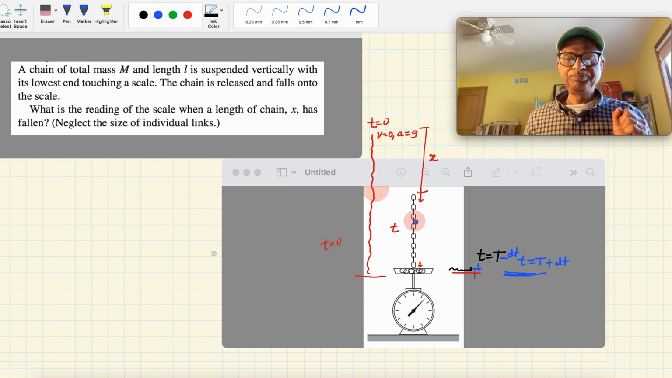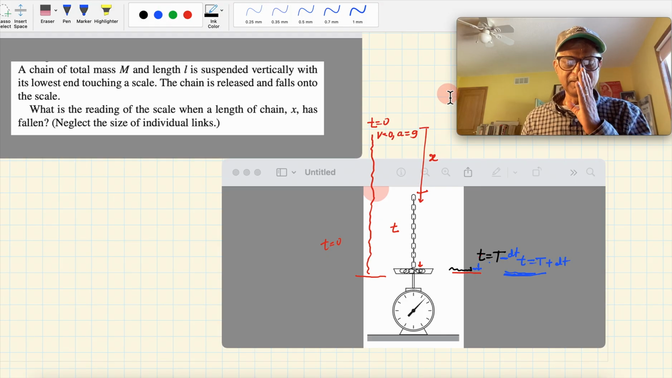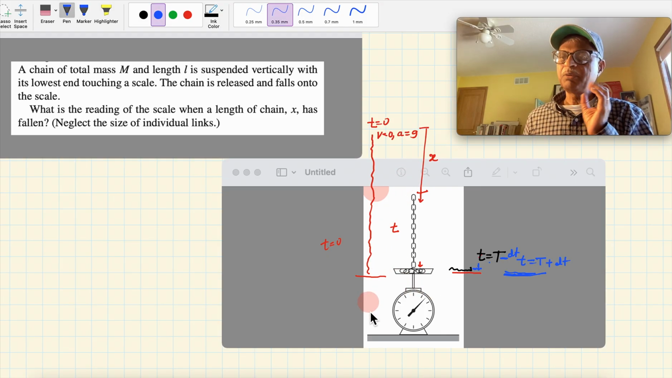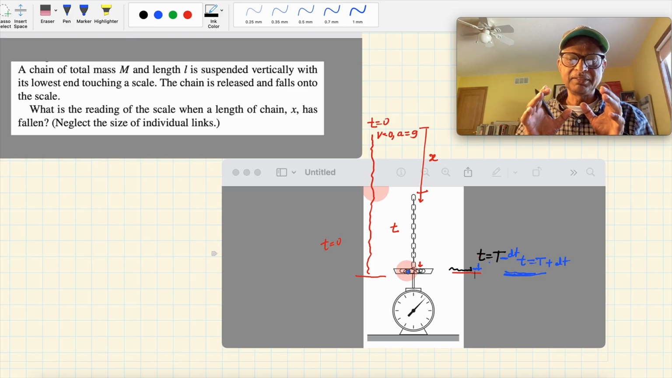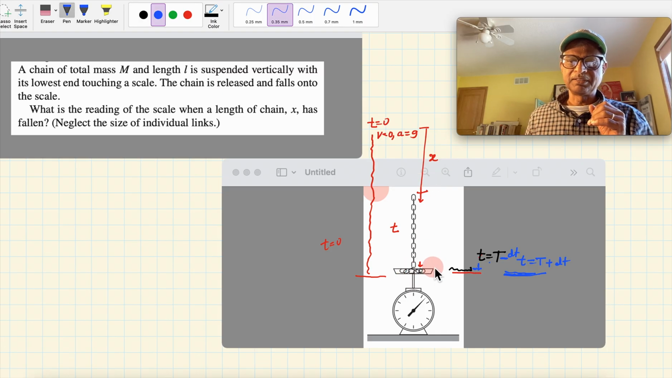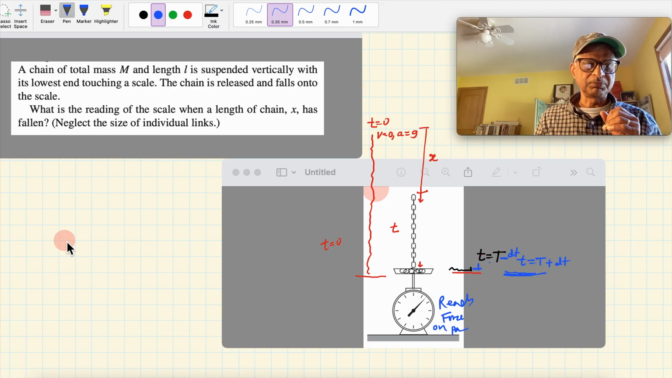Okay. So a couple of things we're going to do. What are we trying to find? Okay, the reading in the scale, what is that? When you have a reading in the scale, it's reading a force, right? A force that's applied on this. So this reads a force on the pan, force on pan. So let's isolate so we have a pan.